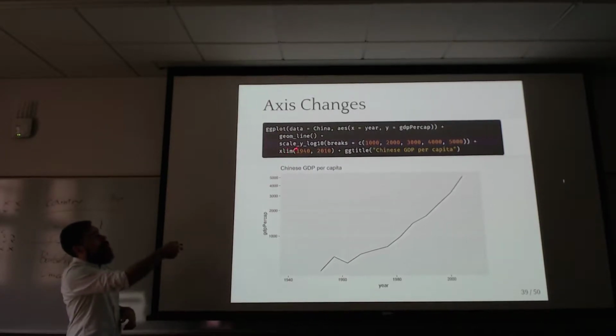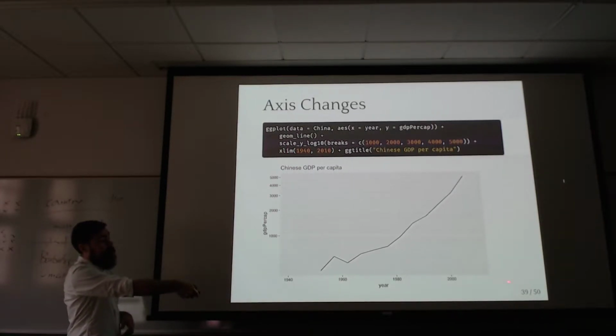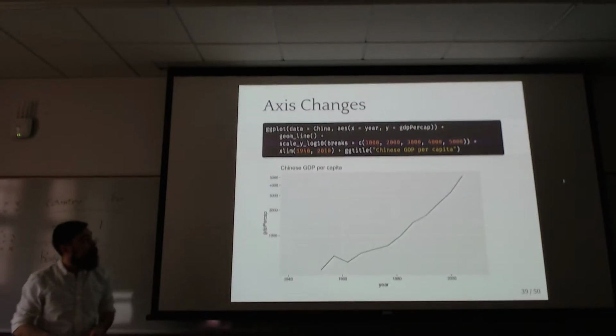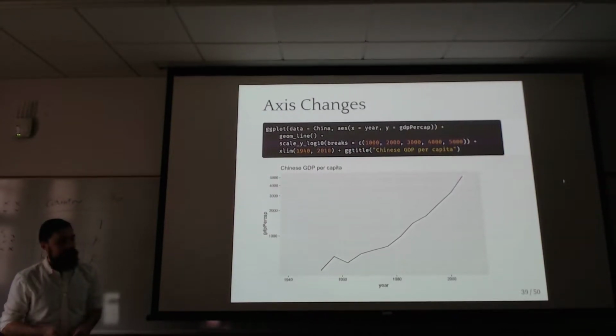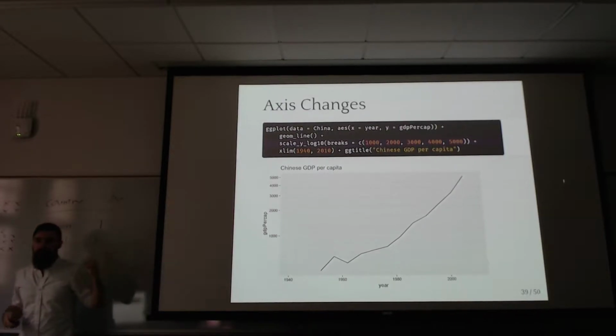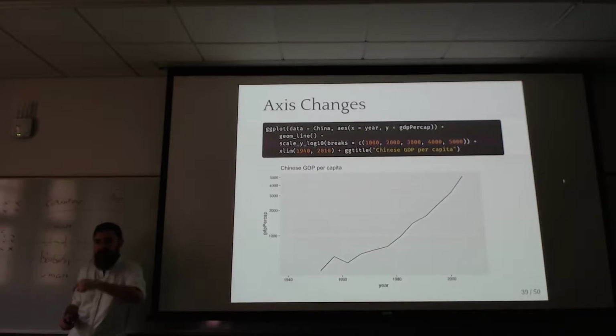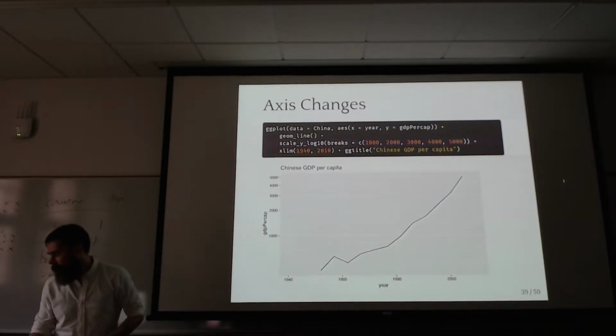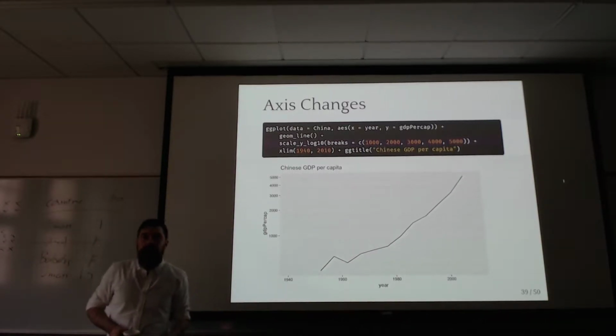I also manually set the X limit to 1940 to 2010, which is outside the bounds of the data, and manually set the GG title too. Does that make sense what's going on there? Pretty straightforward. Okay.